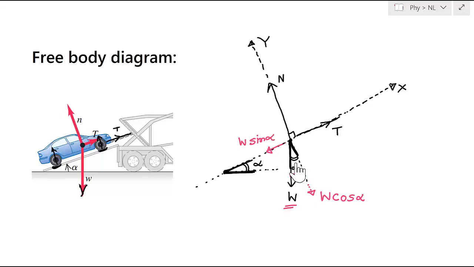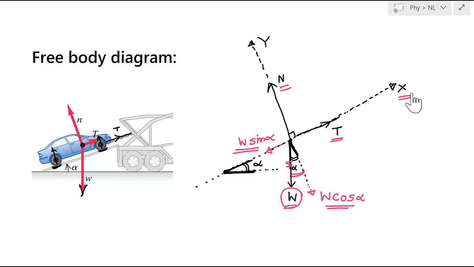Let us put a wiggly sign here on this W to show that this W has been resolved into W cos alpha and W sin alpha. Whenever we are writing equations, we don't have to consider W again, because we have already taken its effect as two components, W sin alpha and W cos alpha. We don't have to take the component of tension because tension is along the x-axis and normal reaction is along the y-axis. This is the advantage of using this coordinate.